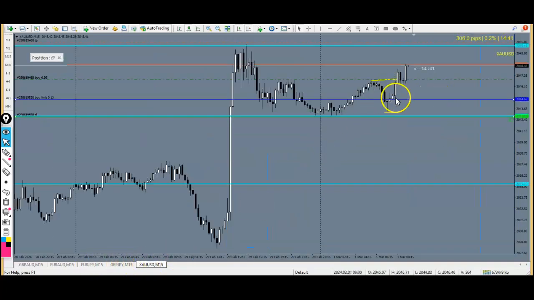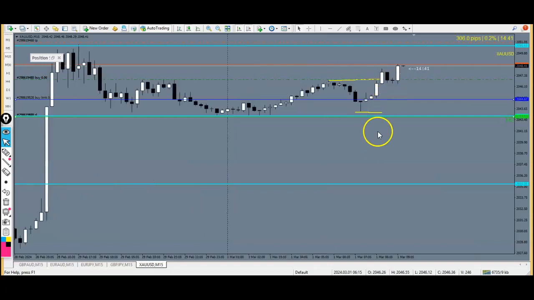On gold, it did come down to this level, so we are in. It didn't come as low as this level, so we're looking for it to get to these highs and possibly go higher. So let's just watch and see.